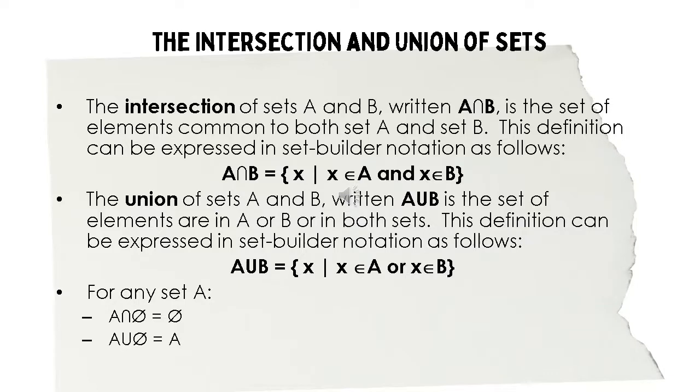So, ano naman yung union? Union is written as A union B, the set of elements that are in A or B or in both sets. This definition can be expressed in set builder notation as follows: A union B is equal to x such that x is an element of A or x is an element of B. Ayan po ang intersection and union of sets.